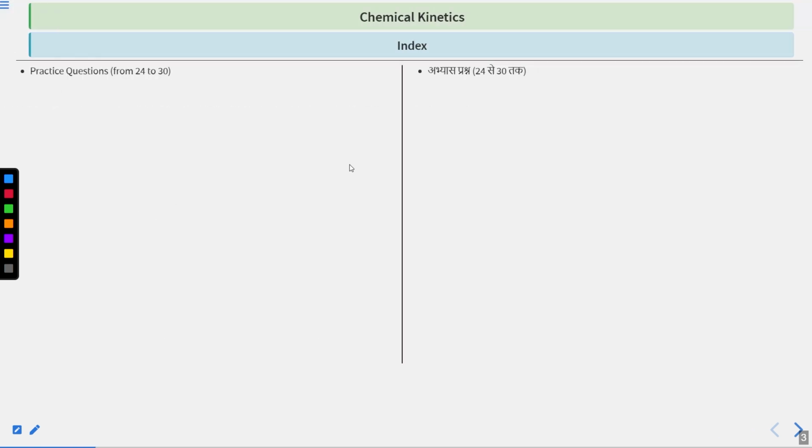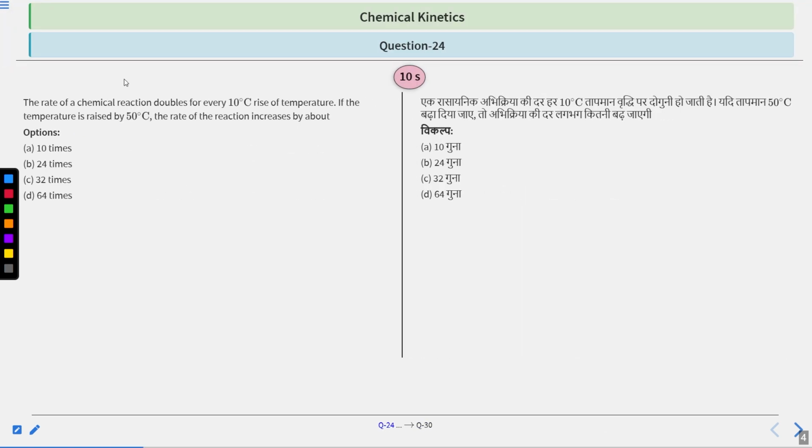This is our index slide, and we are going to see the practice questions from question number 24 to question number 30. Let's start with question number 24.